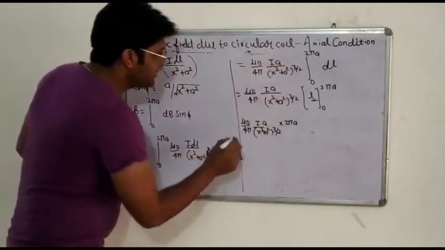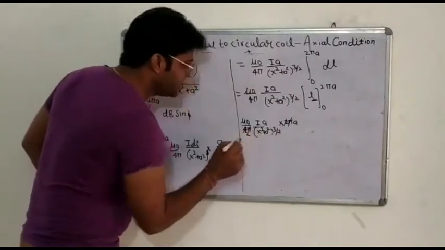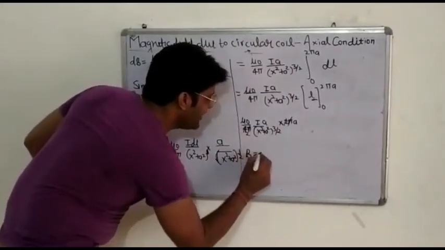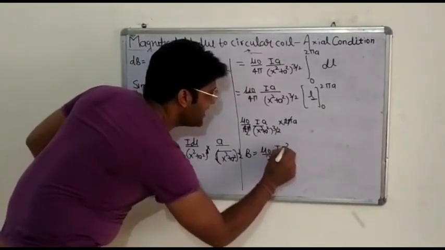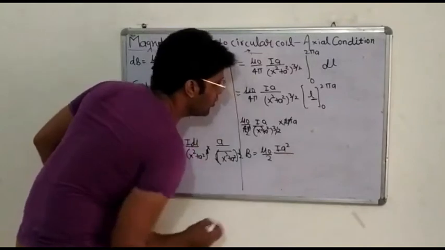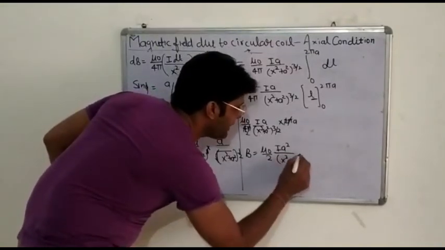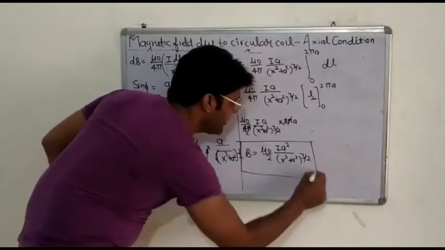So dear, this pi cancels by pi, 4 cancels by 2 times, so the required formula we have is B equals mu naught upon 2, I a square over x square plus a square to the power 3 by 2. That is our required formula.